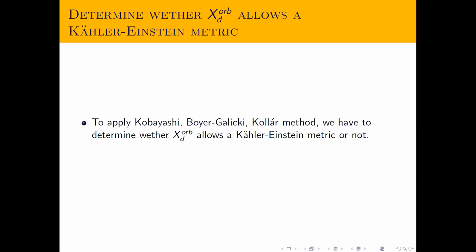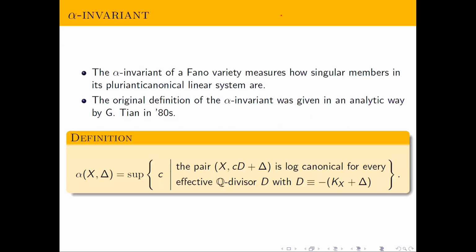And then to apply the Boyer, Galicki, Kollár method, you have to determine whether this orbifold allows the Einstein metric or not. So you have this orbifold at the bottom, and upstairs you have the S1 bundle. So this is your 5-manifold, the target space. Right? So you have to determine whether the base has an Einstein metric or not. All right, so you have to determine this problem.